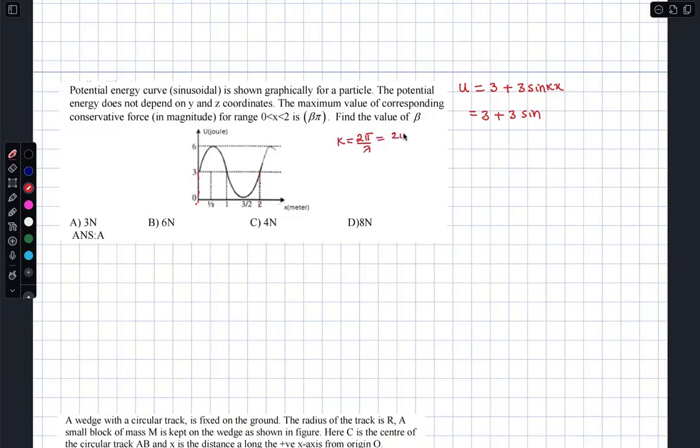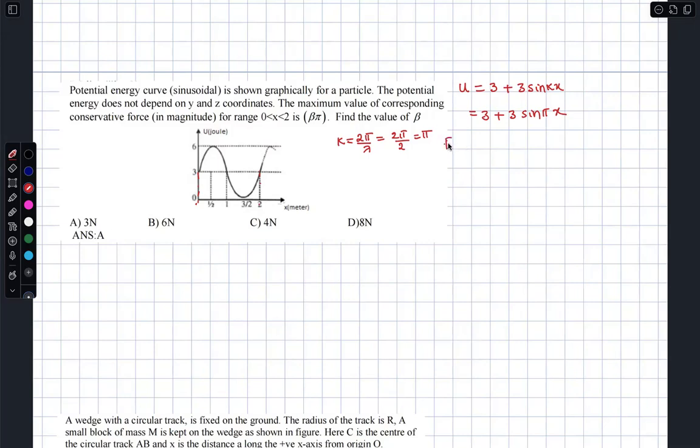In this case, that lambda part is 2, which means k is pi. Because you can't use the word periodicity here, for time I would have written omega t, for x I would have written kx. It is like a sine pi x graph. Otherwise, it's a 3 sine pi x function.